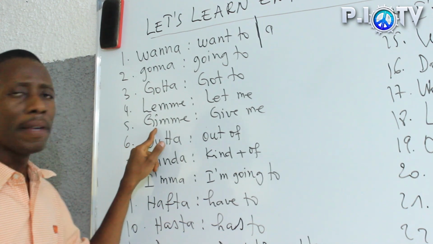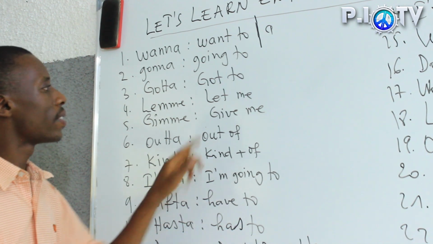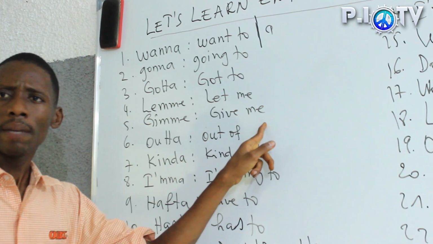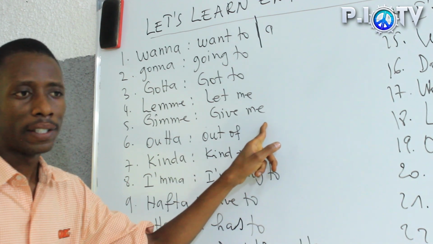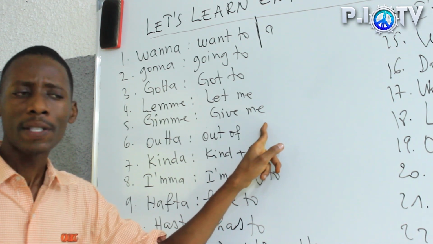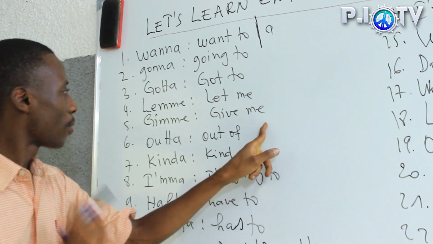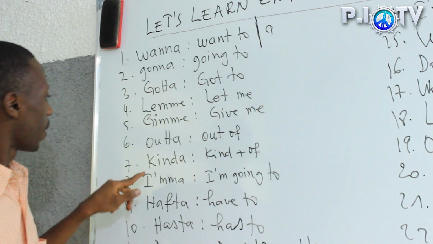Following is gimme. Normally gimme is give me. For example, give me your phone. Give me your hand. Give me something to speak. I don't have something to speak, but give me something to speak. You have to use this one to shorten. That's why it's called contractions.